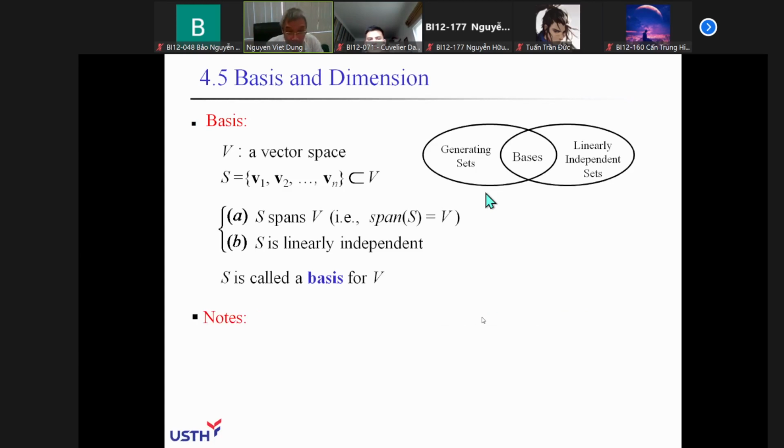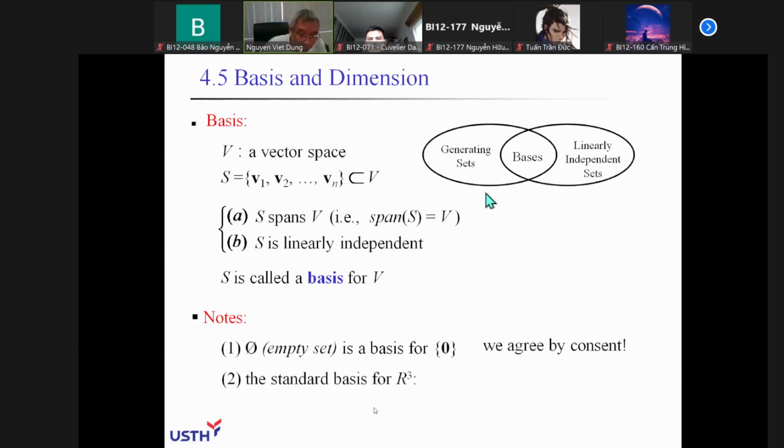I give you some remarks. The first one: the empty set, I'm sorry, empty, not zero. The empty set is a basis for the zero vector space. And that again we agree by convention. We agree that by convention. The second one, the standard basis for R3, that you know already from high school.